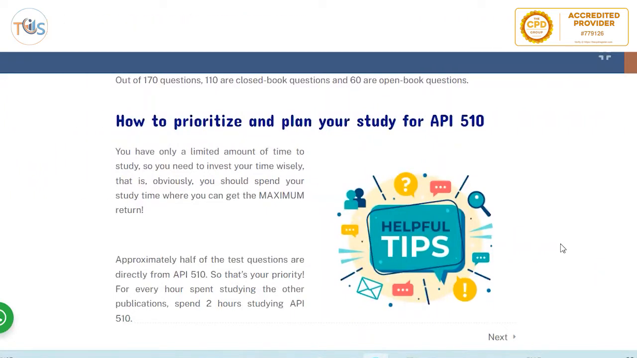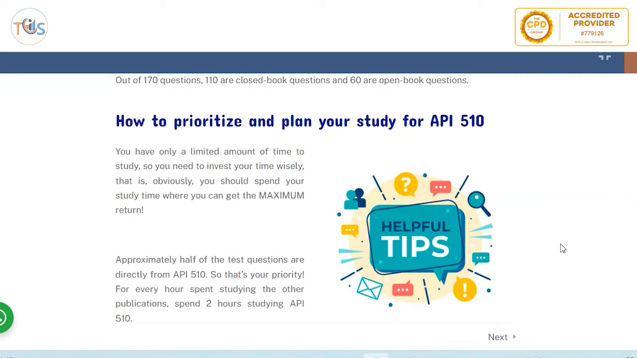Okay, let's see how to prioritize and plan your study for API 510. You have only a limited amount of time, obviously, to do your study before you go for the exam. So you need to be more efficient and effective. You have to concentrate on high scoring areas. We'll explain what these high scoring areas are, so you get the maximum benefit from your study plan.